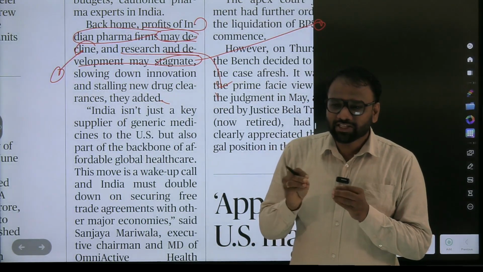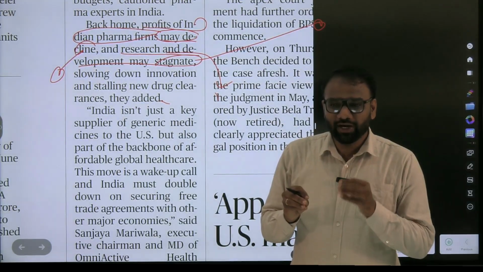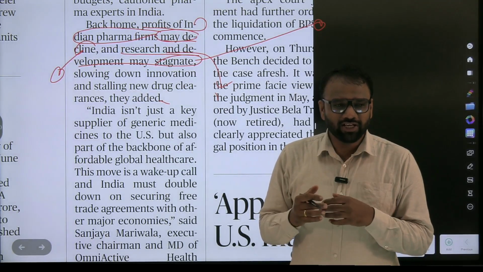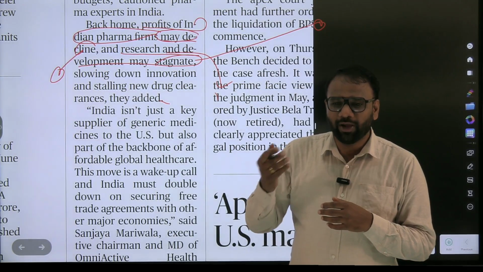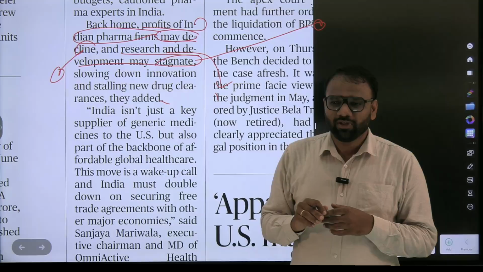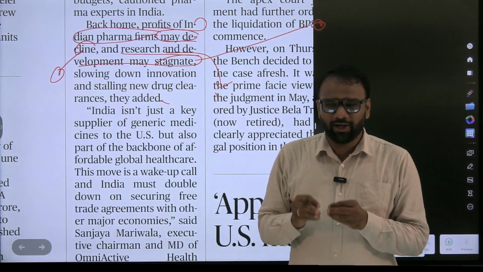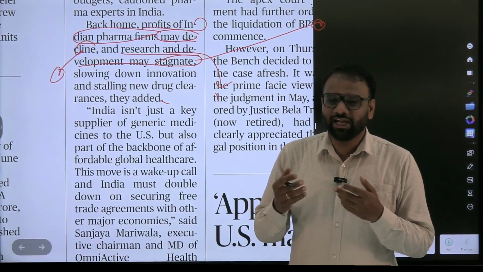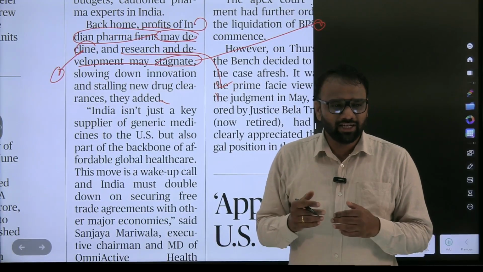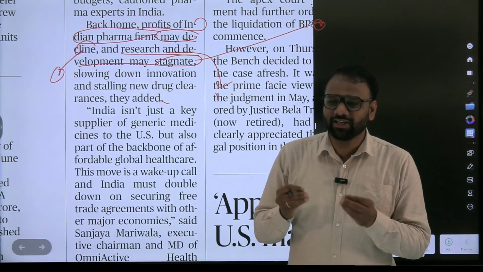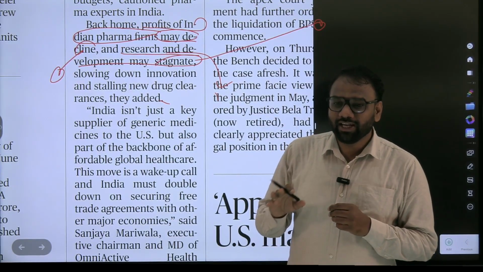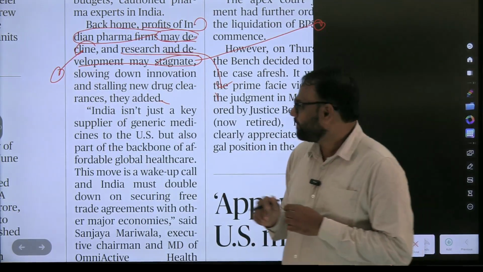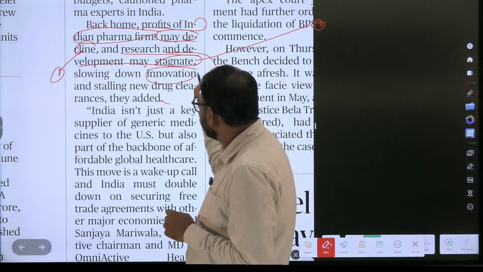You will do research and development only when you understand that the end result of the research will result in profit. Good research, good product, more people ready to buy, then you will invest more in research and development. But even after all this research, when you want to export to a country like USA and there are fewer buyers because of the hefty taxes, then an industry will be less interested to invest in research and development. So India's research and development with respect to pharmaceutical products will also take a hit. Slowing down innovation. So innovation will slow down.